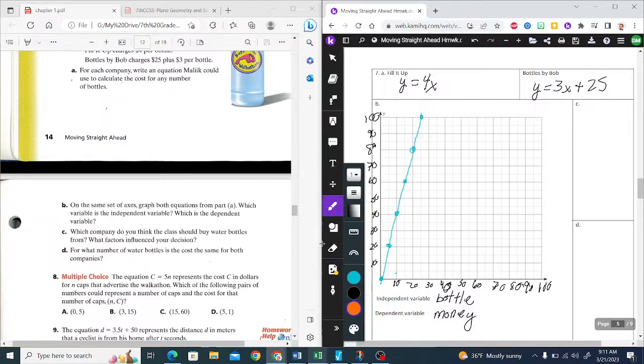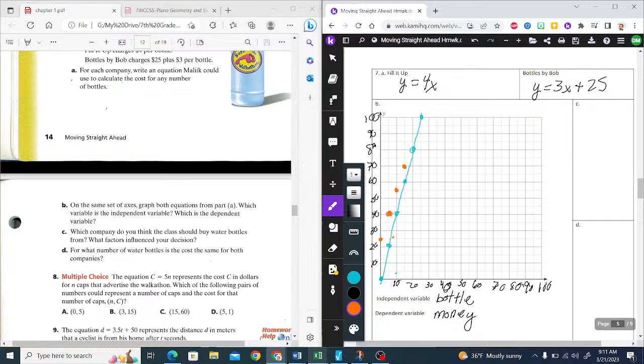And our graph of 3x plus 25, we can start off here and just multiply. 3 times 5 is 15 plus 25 gives us 40. Then 10 times 3 is 30 plus 25 gives us 55. And then 15 times 3 plus 25 gives us 70.